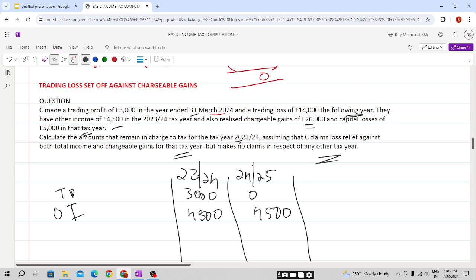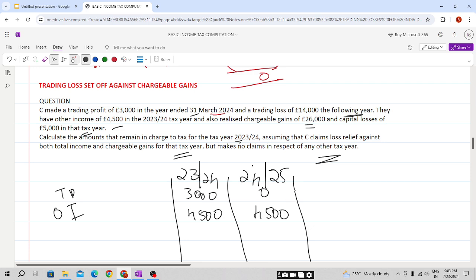So students, this is not the next year, sorry, this is the following year. Sorry, my mistake. And a trading loss of 14,000 the following year. So it is next year only students. My mistake, my bad. So 4,500.